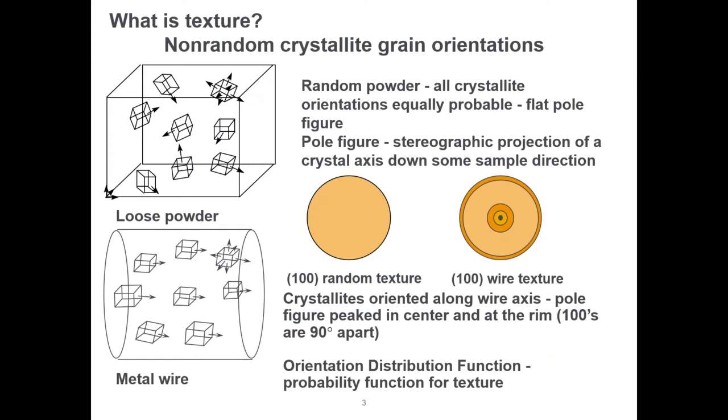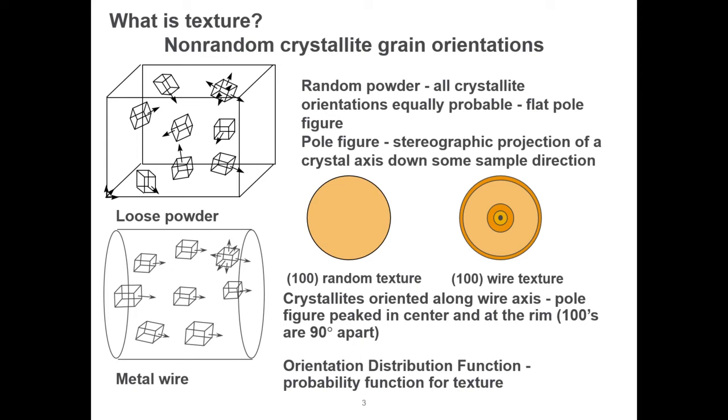Now, what is texture? Well, it's simply non-random orientations of the crystallites in a solid. If we have a solid which has random orientations and the crystal orientations are basically in all directions, and if you look at the distribution as a pole figure, the pole figure is flat. The units on a pole figure are called multiples of a random distribution. Think about that little phrase, because if it's random, then the MRD, a multiple of a random distribution, is one. So this thing is one everywhere.